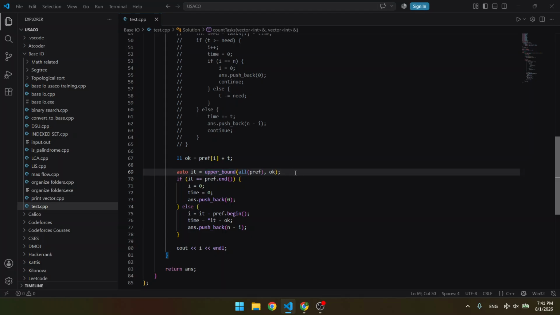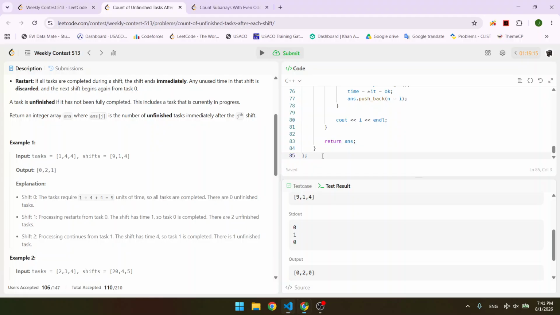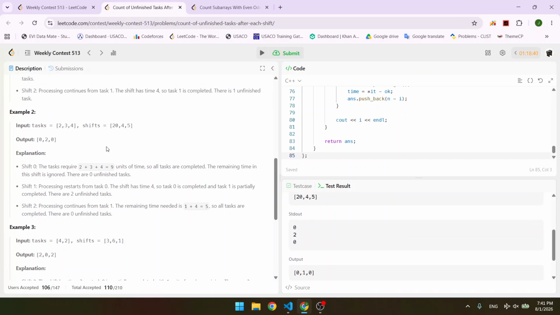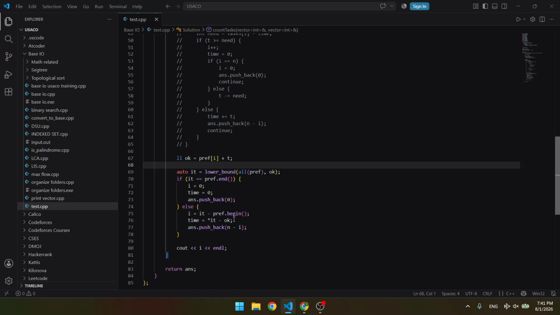It is equal to this is. I think we should do lower bound instead. Yeah, lower bound. 0, 2, 1, 0, 1, 0. So we got something wrong over here. After 20, it'll be 0. After 4, it should be 2. Okay.